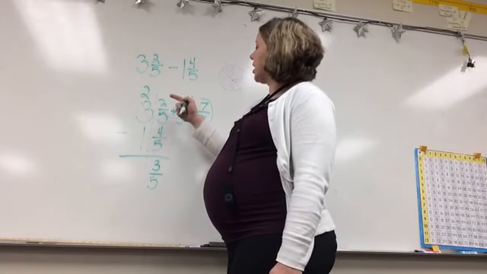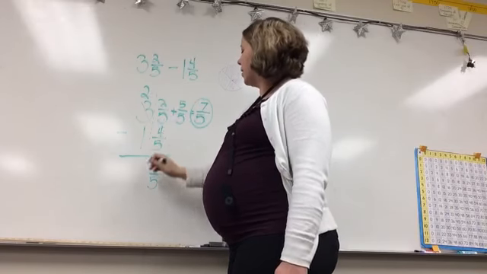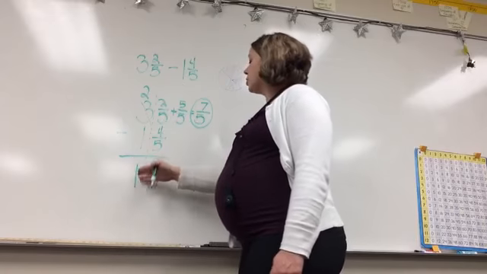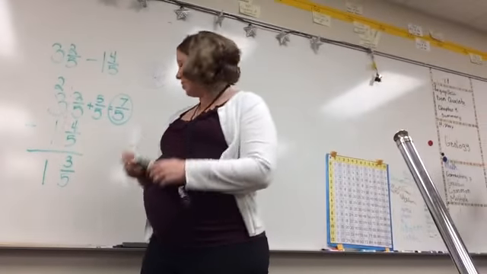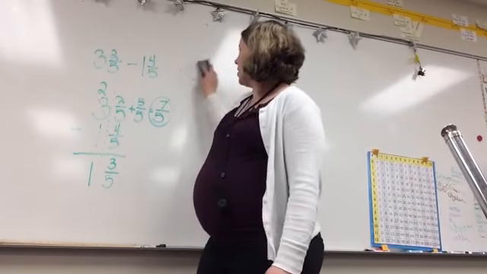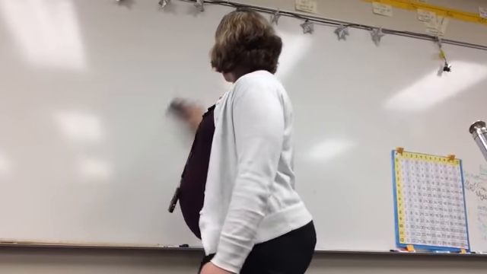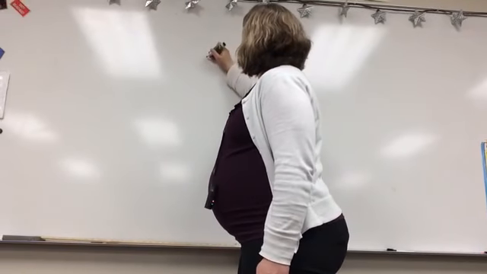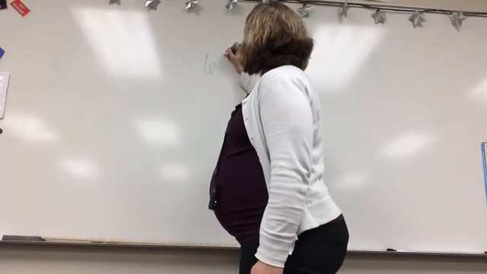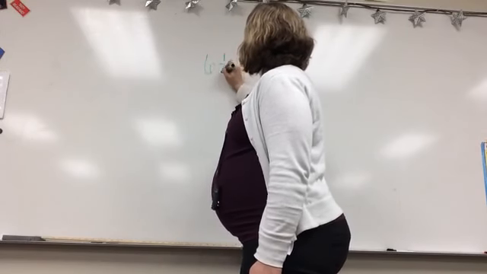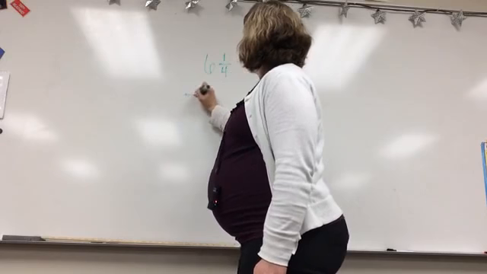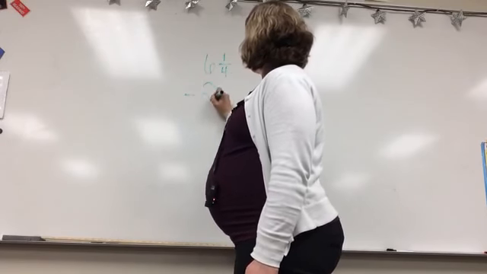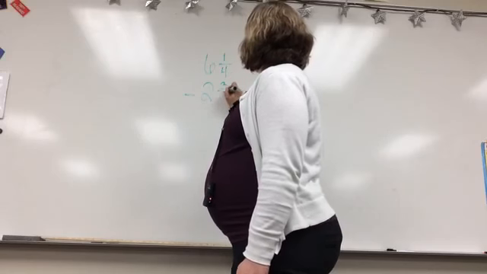Now I'm going to subtract my whole numbers. 2 minus 1 is 1. So my answer is 1 and 3/5. Let's try one more. If I have, let's say 6 and 1/4 minus 2 and 3/4.